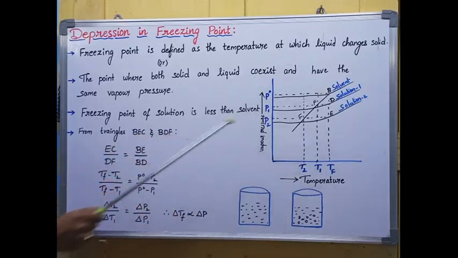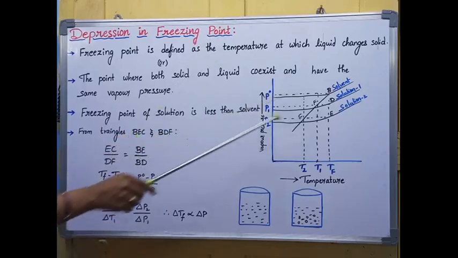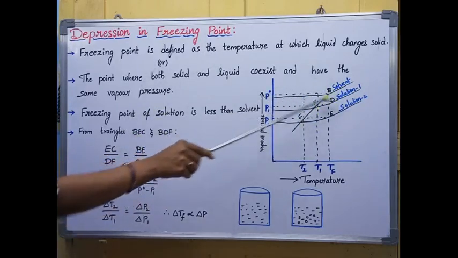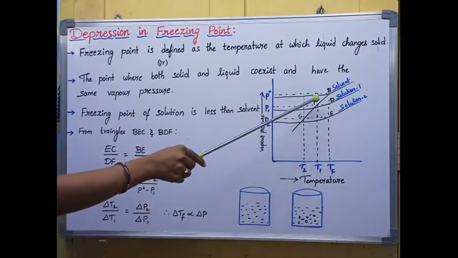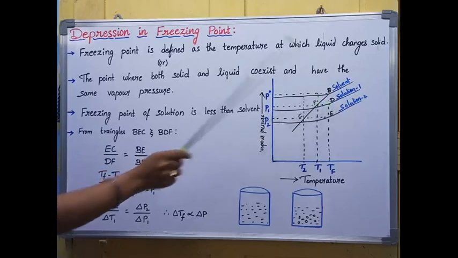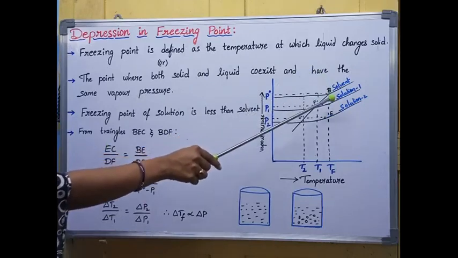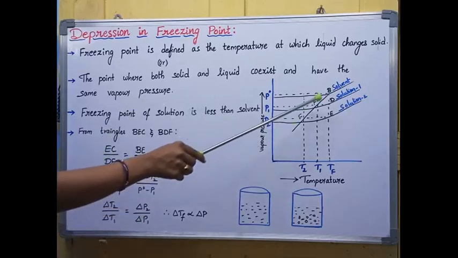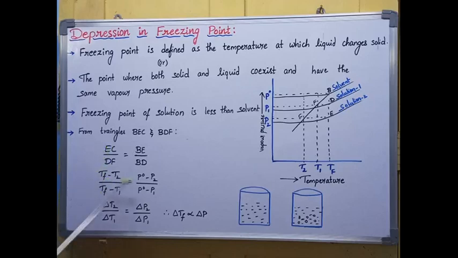From this diagram, you can get two triangles. Actually, we are getting three curves and two triangles. The triangles you can observe are BEC and BDF. So from the similar triangles BEC and BDF, EC by DF equals BE by BD. Now EC is TF minus T2, and DF is TF minus T1.